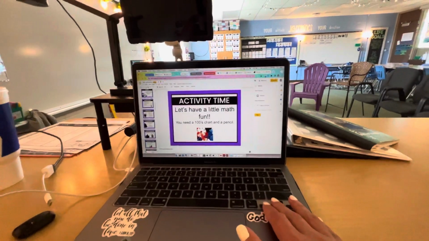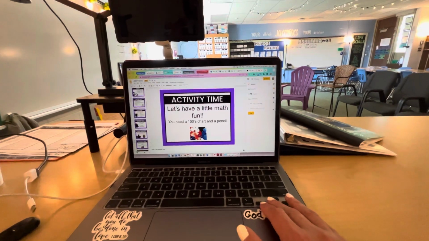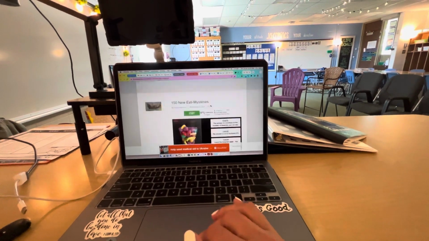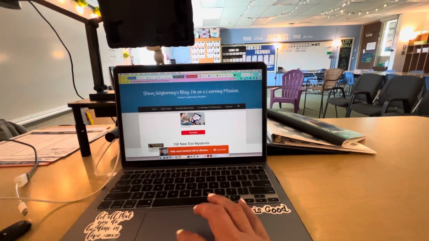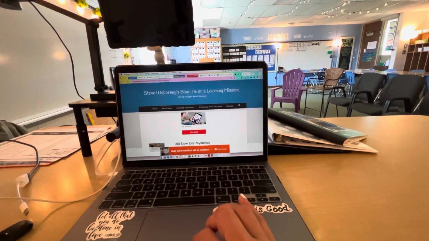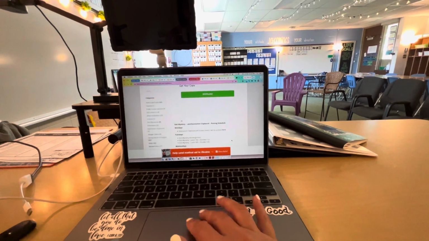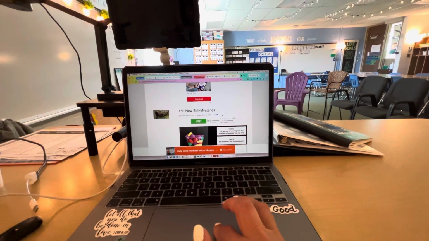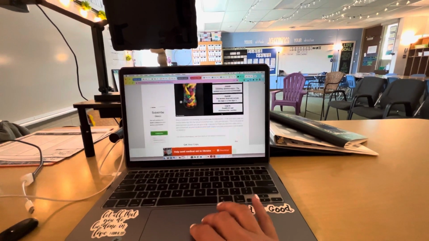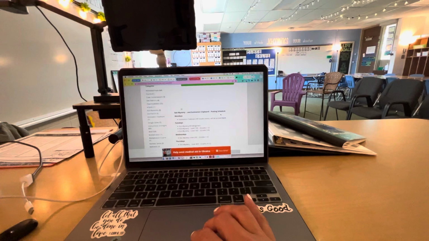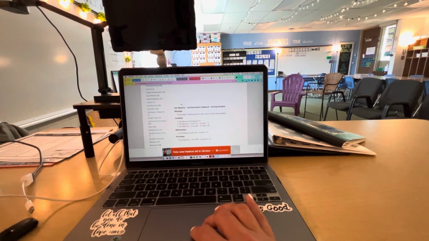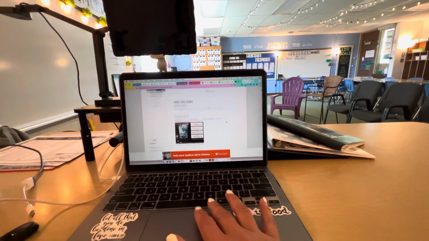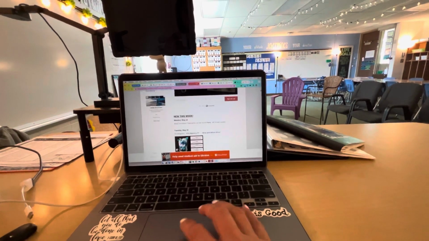I don't know if you have heard of Steve Wyborney's blog. He has all kinds of math puzzles that I love to use. I really love the Estimysteries, and I also love Estimation Clipboard. Those are the two that I use mostly.